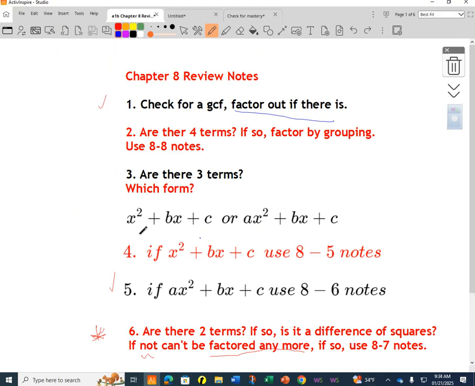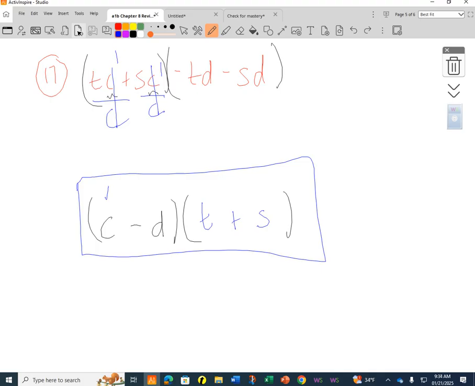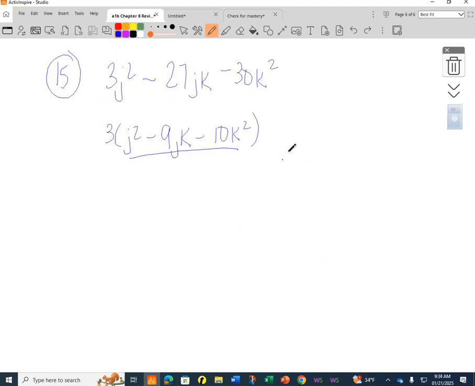So how many terms are there that we're factoring? 3. Okay, so which form is it in? X squared or ax squared? X squared, very good. So it's x squared or you need our 8-5 notes? Okay. So if it's x squared our 8-5 notes tell us this is going to factor into 2 binomials. Got to include this answer here, this factor. So now it's going to look something like this.